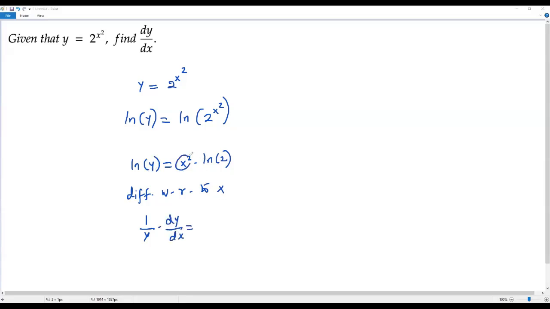Here this variable is multiplied by the constant. When I find the derivative of this x square with respect to x, I'm getting 2x times, and we have to keep the constant as it is, that is ln of 2. Now to get rid of the denominator y over here, I have to multiply both sides of this equation by y. Let me do it. y times 1 over y times dy over dx. On the right side also we have to multiply by y, that is y times 2x times ln of 2.